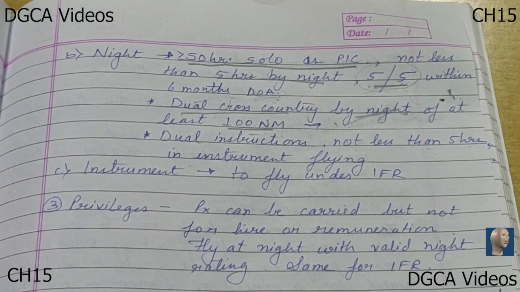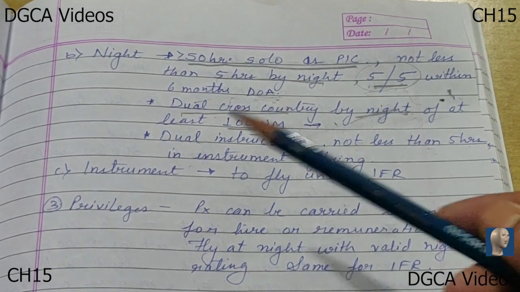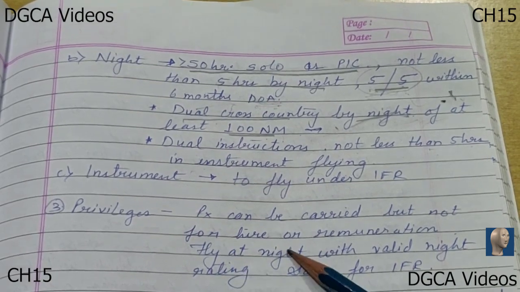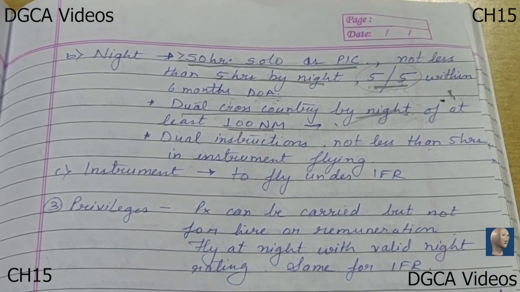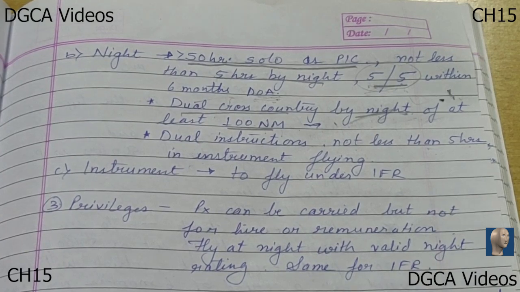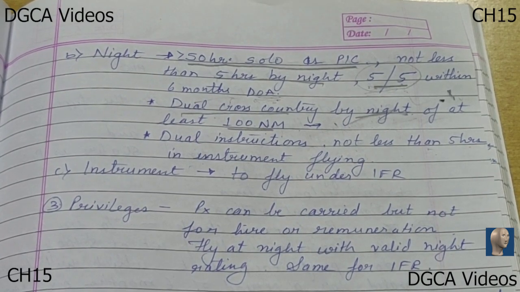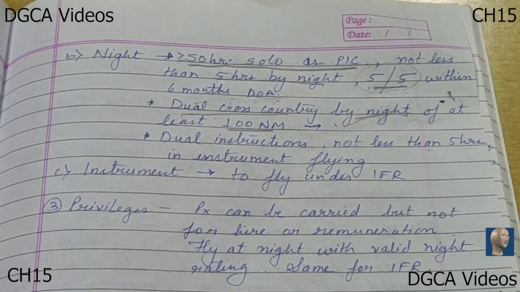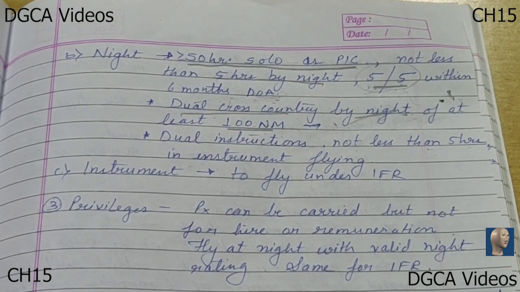Then coming to the privileges. So PX here means passengers. Passengers can be carried but not for hire or remuneration. You can fly at night with a valid night rating, and same for IFR, right? That's the obvious thing, that if you want to fly at night, then you should have the night rating, and if you have to follow the instrument flight rules, then there should be an instrument rating with you.